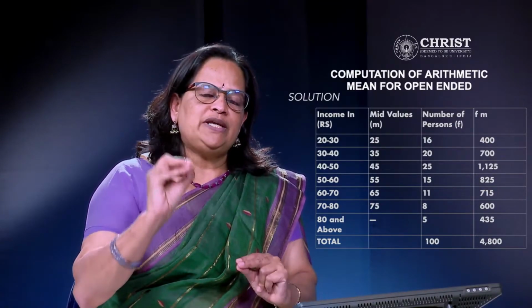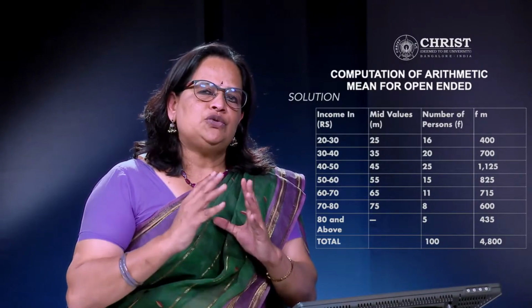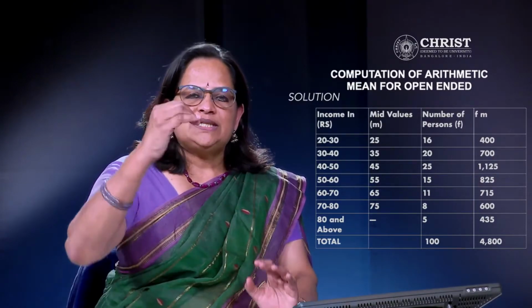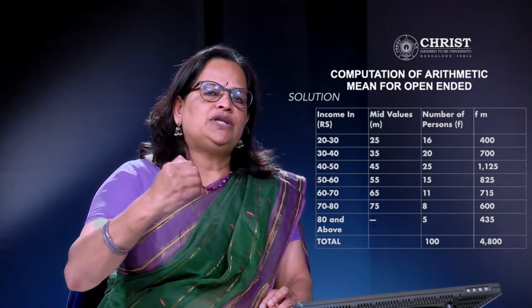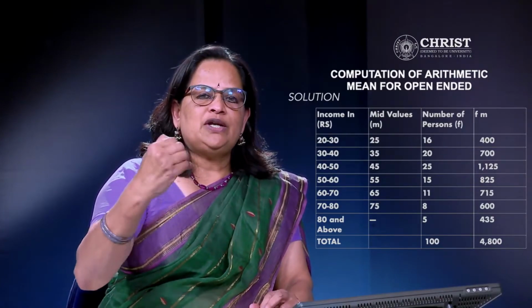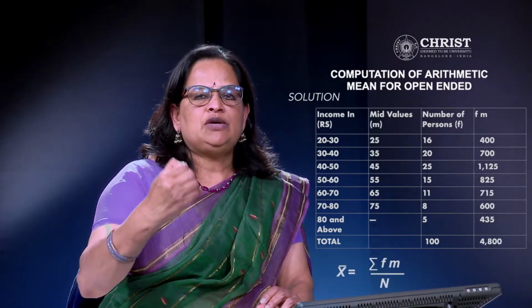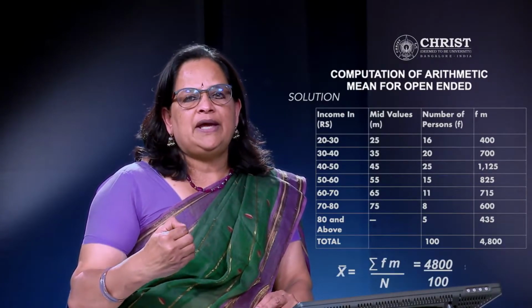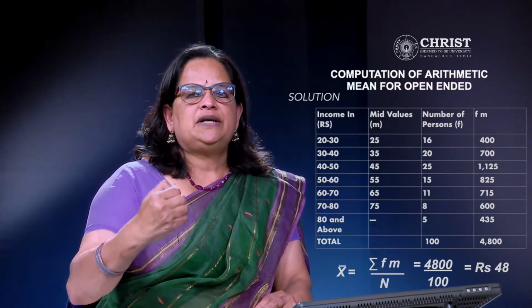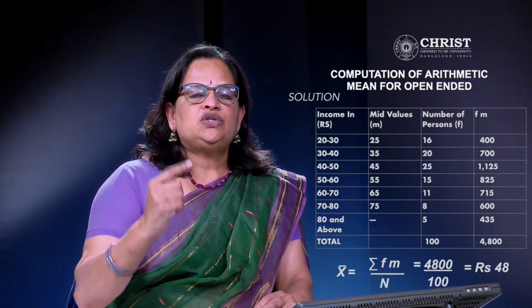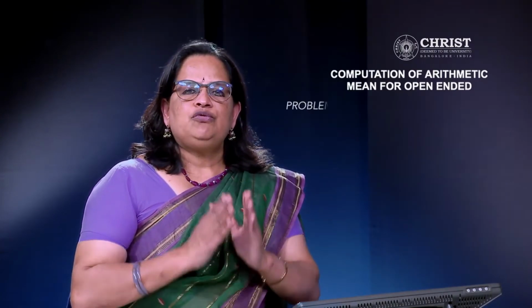So you have to take the fm value, frequency into mid values. I told you it is very easy to compute the arithmetic mean using the step deviation method. But since in this question one class is not defined, we have to go for the direct method. So that is why we are using the direct method. X bar is equal to sigma fm divided by n. So that is 4800 divided by 100, where 100 is the frequency total. So that is ₹48.